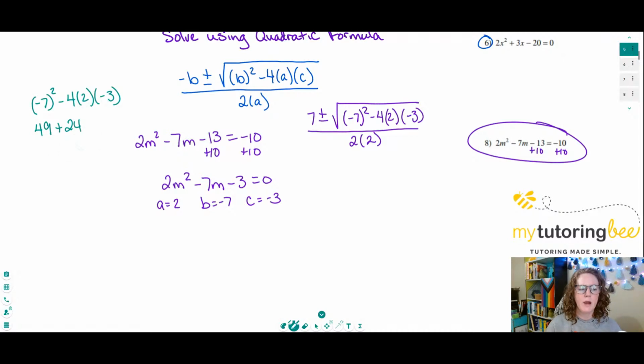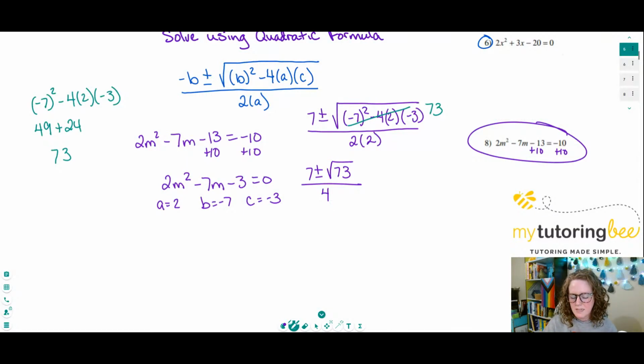Okay, yeah. All right, and then when we add these together, we get 73. So let's go back and sub this in. This all equals 73. I'm just going to rewrite that right here. 7 plus or minus the square root of 73 over 2 times 2, we can go ahead and do that part, is 4.